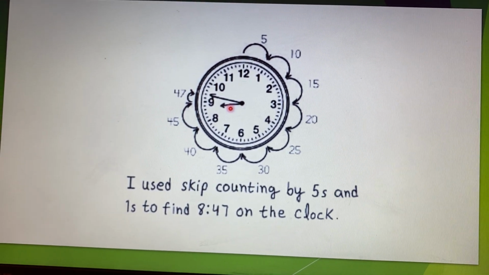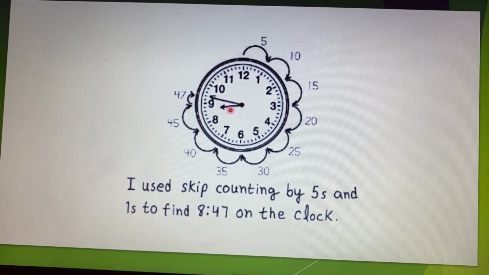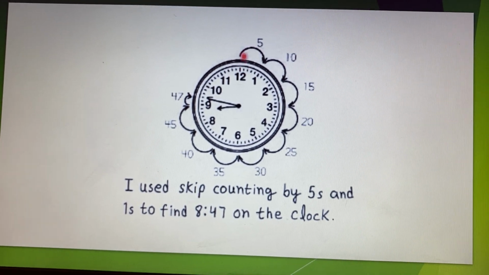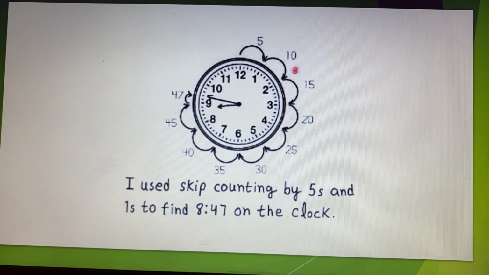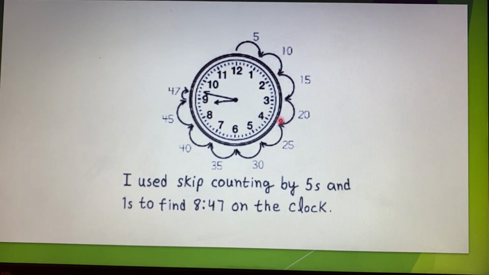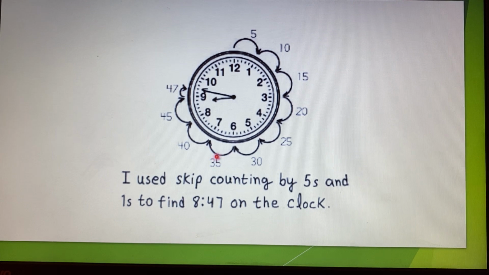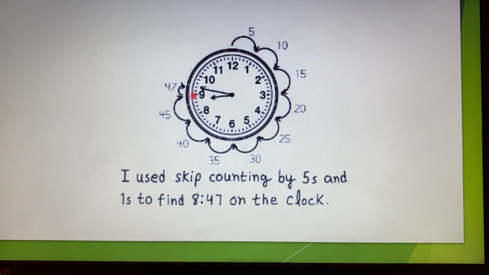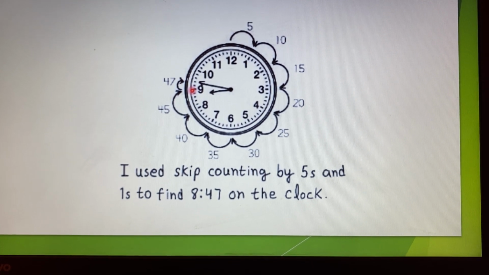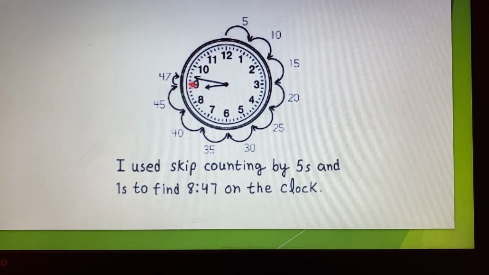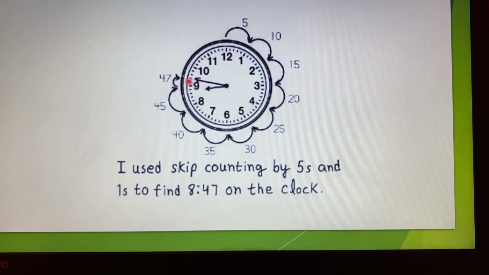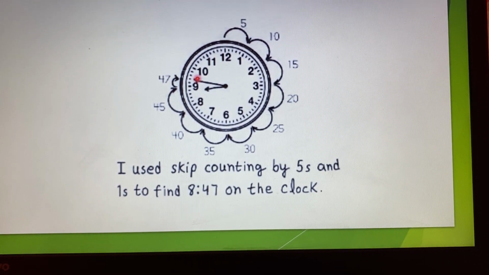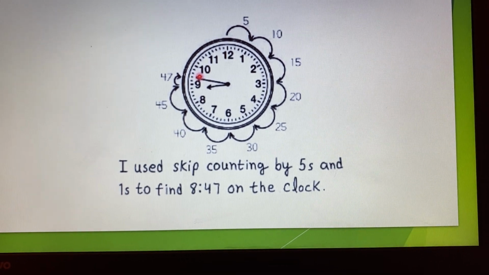Then the minutes are 47. So we always start counting by 5, starting from 1. So 5, 10, 15, 20, 25, 30, 35, 40, 45. Okay. How many minutes do I still have from 45 till 47? 2. So 45, 46, 47. So I draw a long hand till 47. This is it.